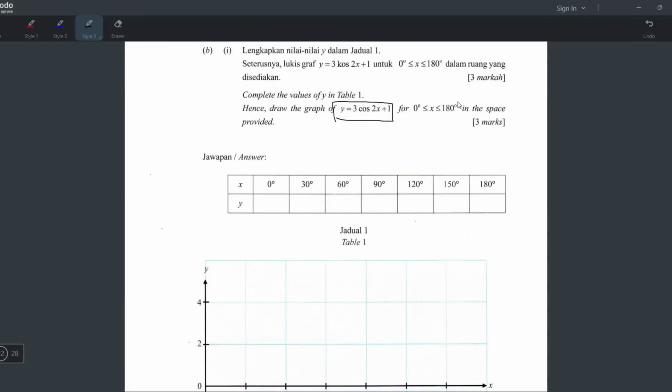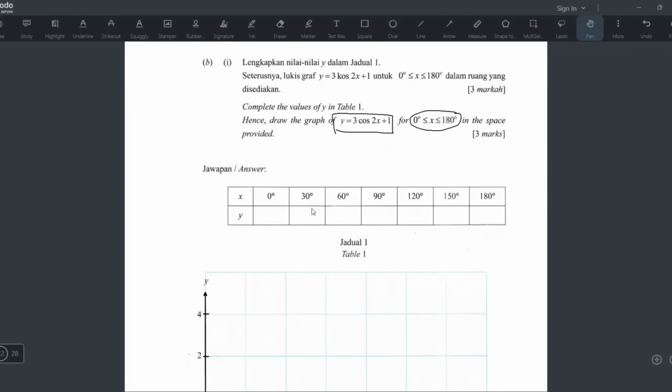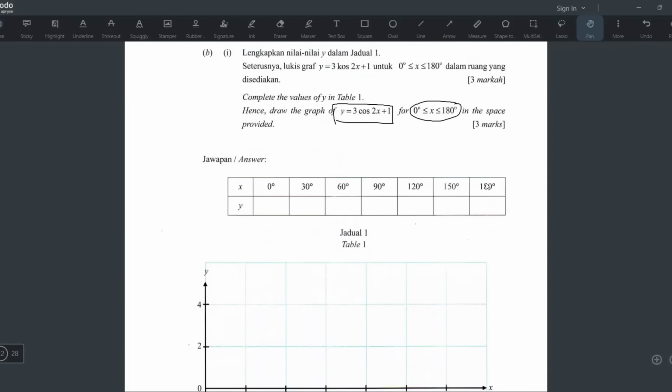And one more thing I noticed, they use degrees. Usually, they use radians in Addmaths. They like to use radians, but this one they use degrees. And they want you to draw until 180 only. So later you will not get 2 cos graphs. It will only be 1 cos graph because you draw until 180, right?